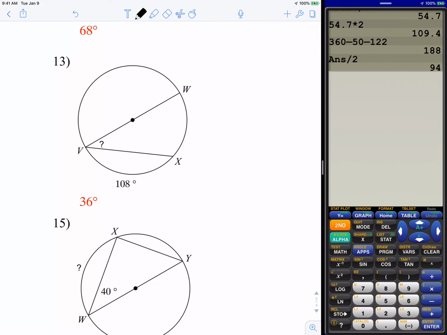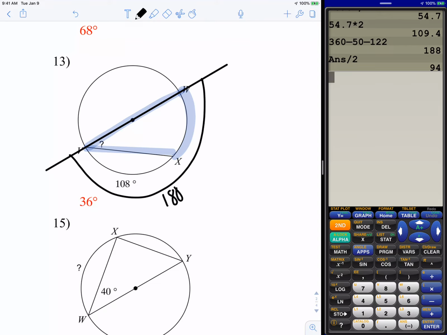Number 13, here is the inscribed angle we'd like to know the measure of. We'll know the measure of it if we know its intercepted arc's measure, but we don't know that measure either. However, we do have a diameter right here, which is cutting off 180 degrees. So if I subtract 108 from 180, I get 72. So I know this arc here is 72. So the arc is equal to 2 times the measure of the angle V. So angle V is 36 degrees.